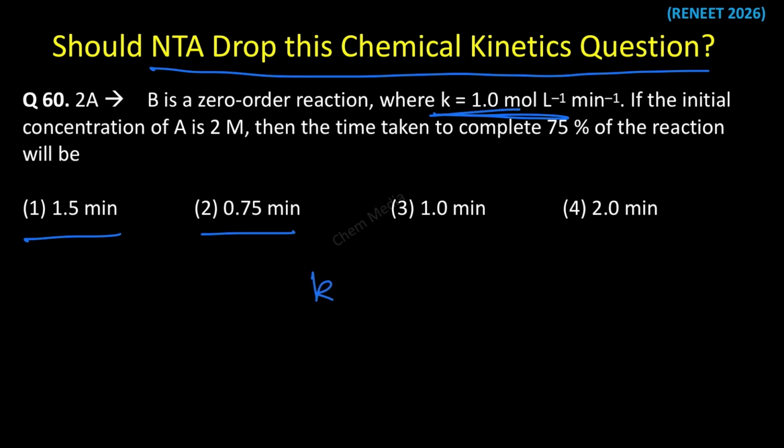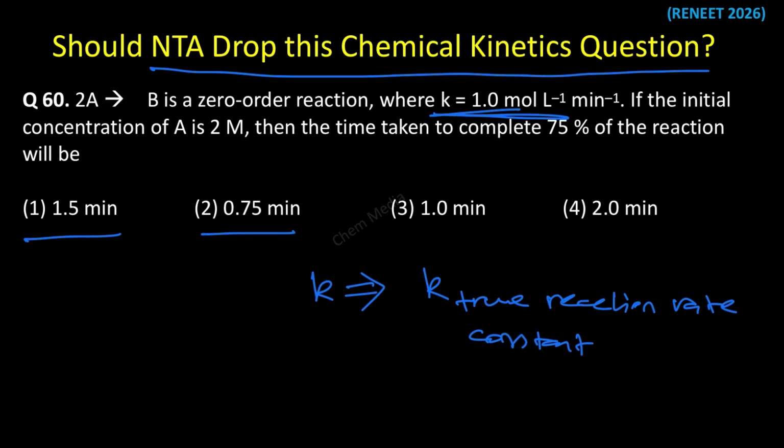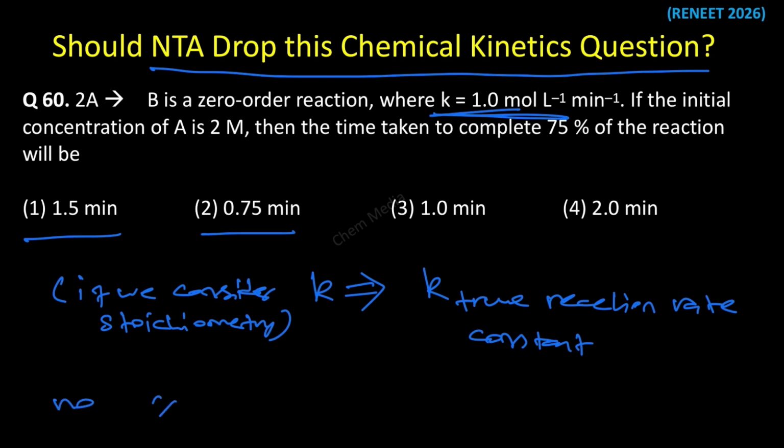But if we consider stoichiometry, then this K would become true reaction rate constant, which is different from K effective. This is if we consider stoichiometry. On the contrary, if we don't consider stoichiometry, then K would be K effective. It won't be true reaction rate constant.